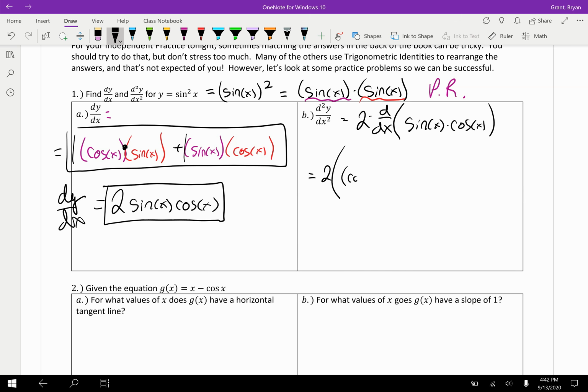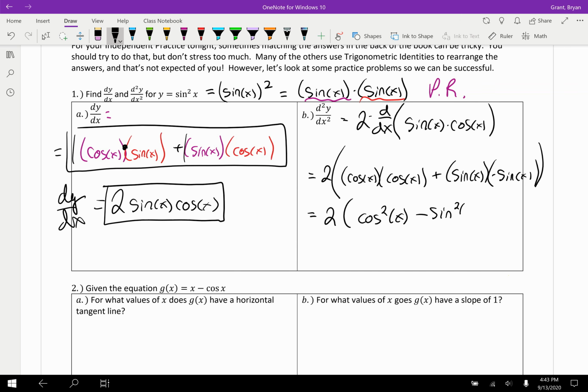So the derivative of sine is cosine. Product rule right here, right? Keep the second one the same. Keep the first one the same. And then the derivative of cosine, derivative of any function that starts with a c, is negative sine. Can we clean this up? Well, it's 2, and then this is cosine squared of x minus sine squared of x.